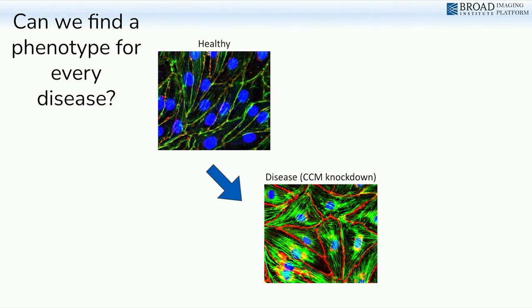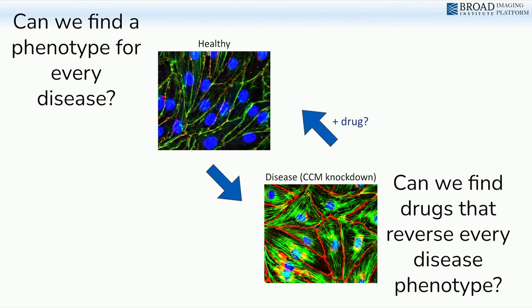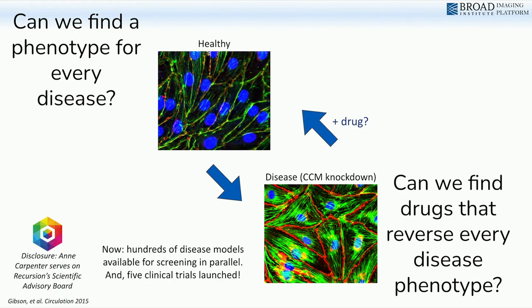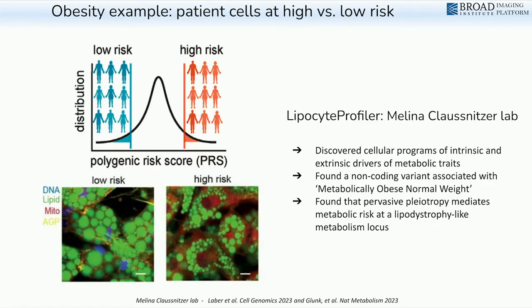And clearly, a very obvious visual difference, and so now can we screen drugs that reverse them? This was the founding example for Recursion. This work was done at the University of Utah, and they really scaled this up in quite a dramatic way, such that they now have hundreds of disease models that are available for screening in parallel, and many clinical trials underway. So making a genetic mutation is one way to induce a disorder in a dish.